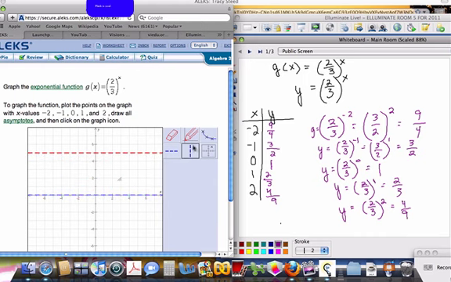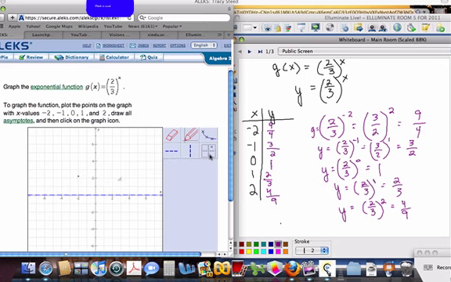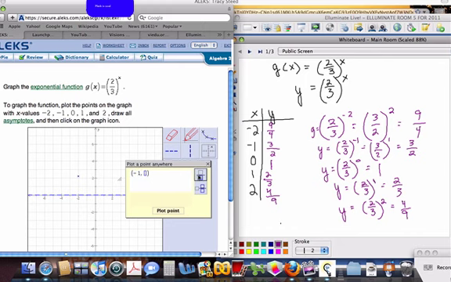Okay, and then I'm going to need to plot some points. And I'm going to use this exact tool that allows me to plot those fractions, excuse me. So negative 2, and then my y value is 9/4. I plot that point, and then I'm going to plot negative 1 with 3/2.